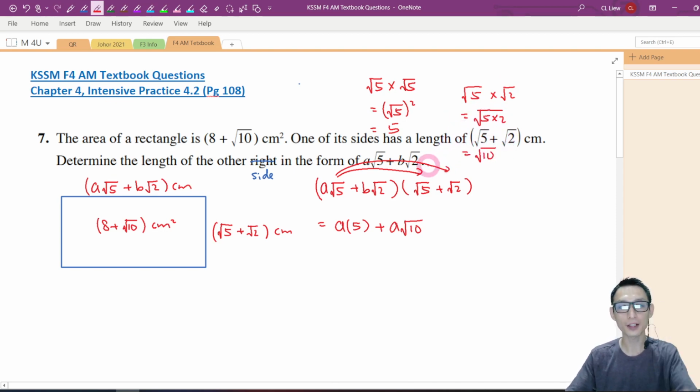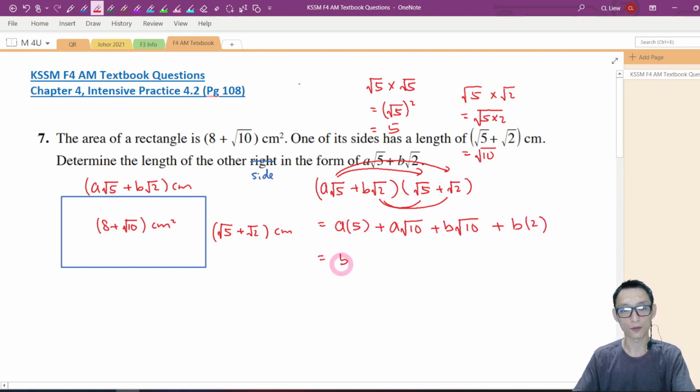Okay, now how about this? B, positive times positive will give us positive. So same thing, we will get b square root of 10. And the last one, positive times positive will give us positive as well. And this time, square root of 2 times square root of 2, you will get 2. Okay, so let me rearrange all these terms. So this is actually 5a. This is 2b. So I'm going to write 5a plus 2b.